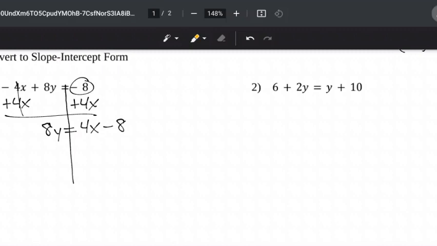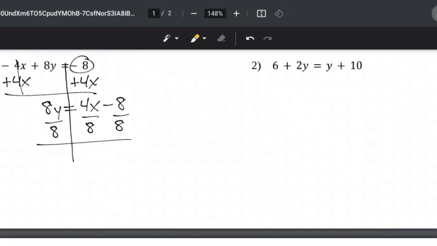Now y is not fully by itself. We have to do the opposite of 8 times y, which means we are dividing by 8. And everything gets divided by 8. Each term cancels out. We're left with y equals 4 over 8, which simplifies to 1 over 2. And then -8 divided by 8 gives us a -1. So it is now in slope-intercept form because y is by itself.